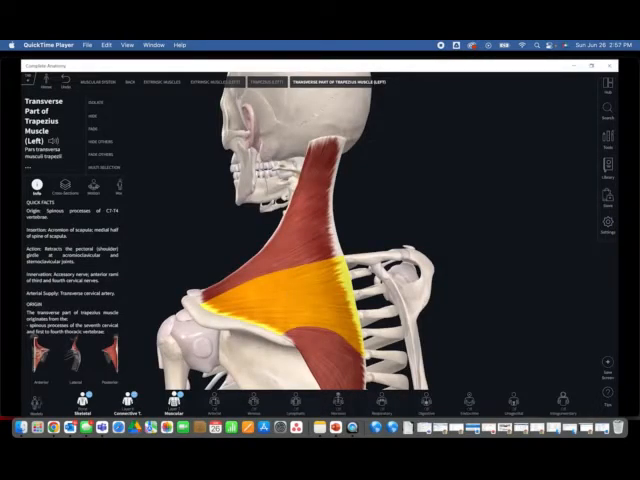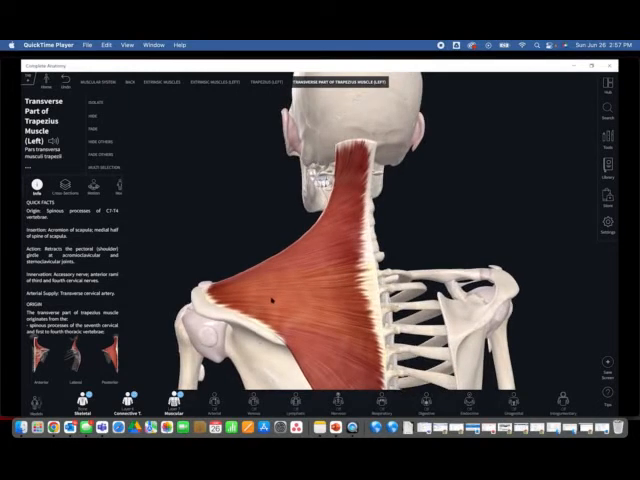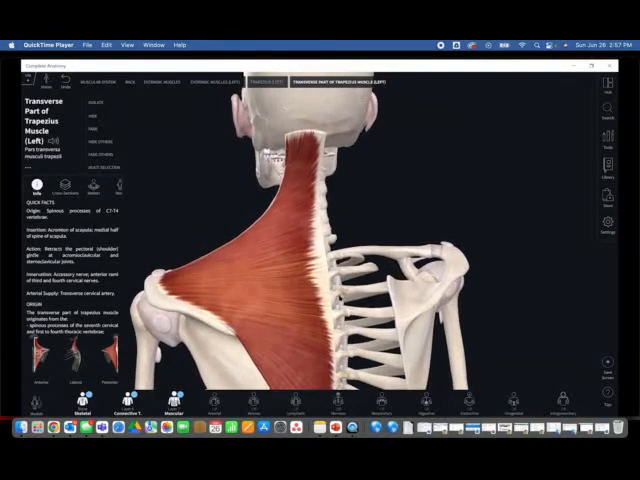For the middle trapezius, or the transverse part of the trapezius muscle, we see here its origin on the spinous processes of C7 through T4 vertebra. It inserts into the acromion of the scapula and the medial half of the spine of the scapula. Its action is it retracts the pectoral or the shoulder girdle at the acromioclavicular and the sternoclavicular joints. Its innervation, the accessory nerve, the anterior rami of the 3rd and 4th cervical nerves.